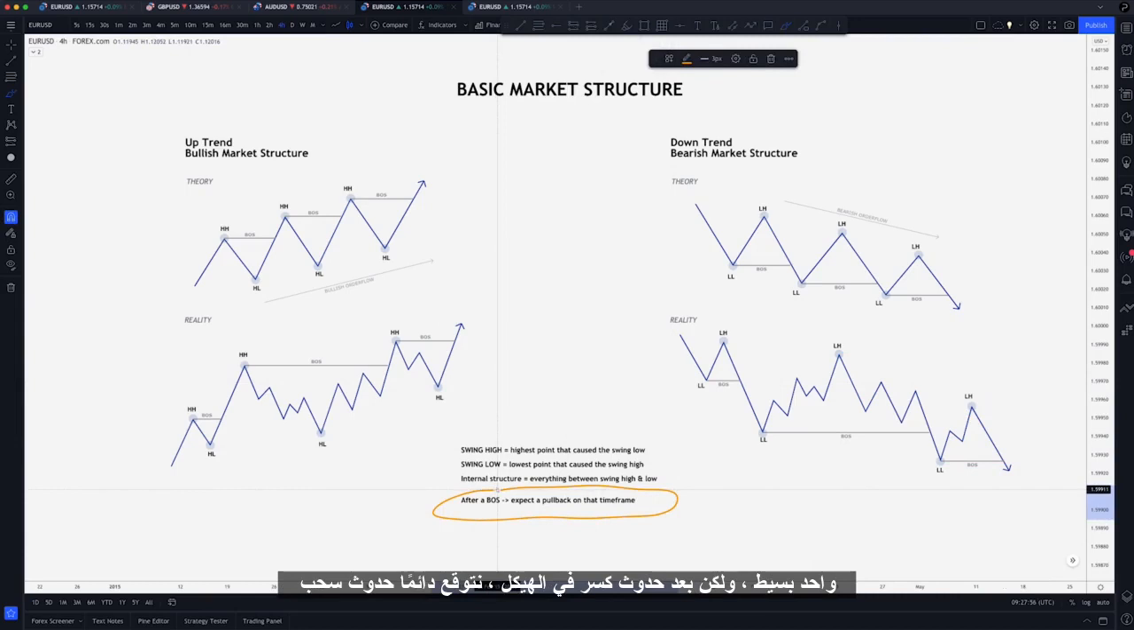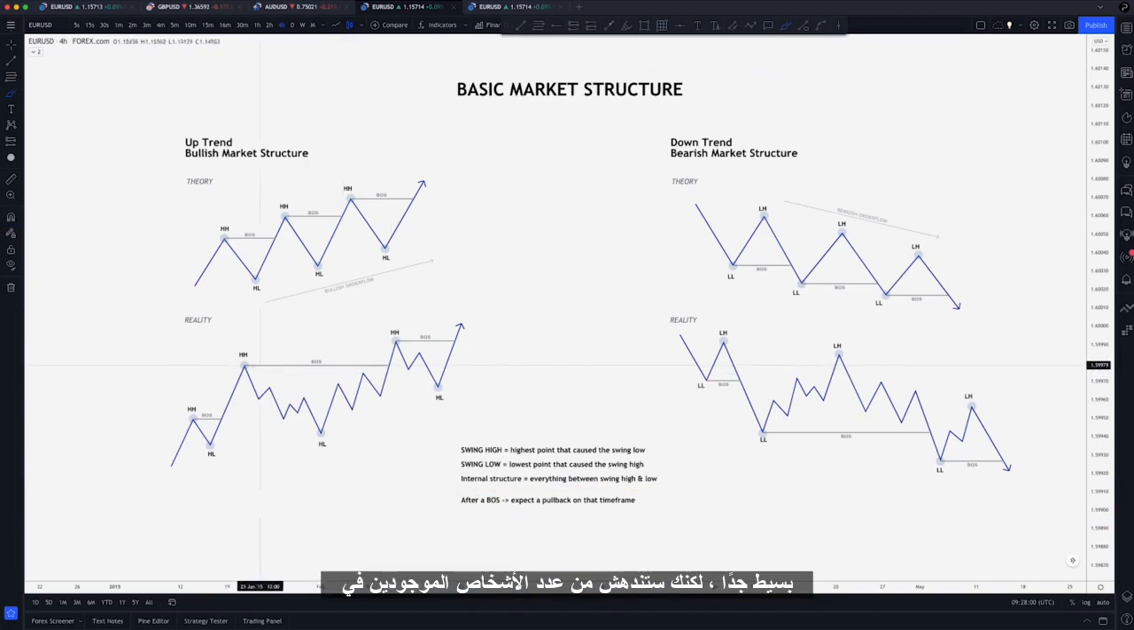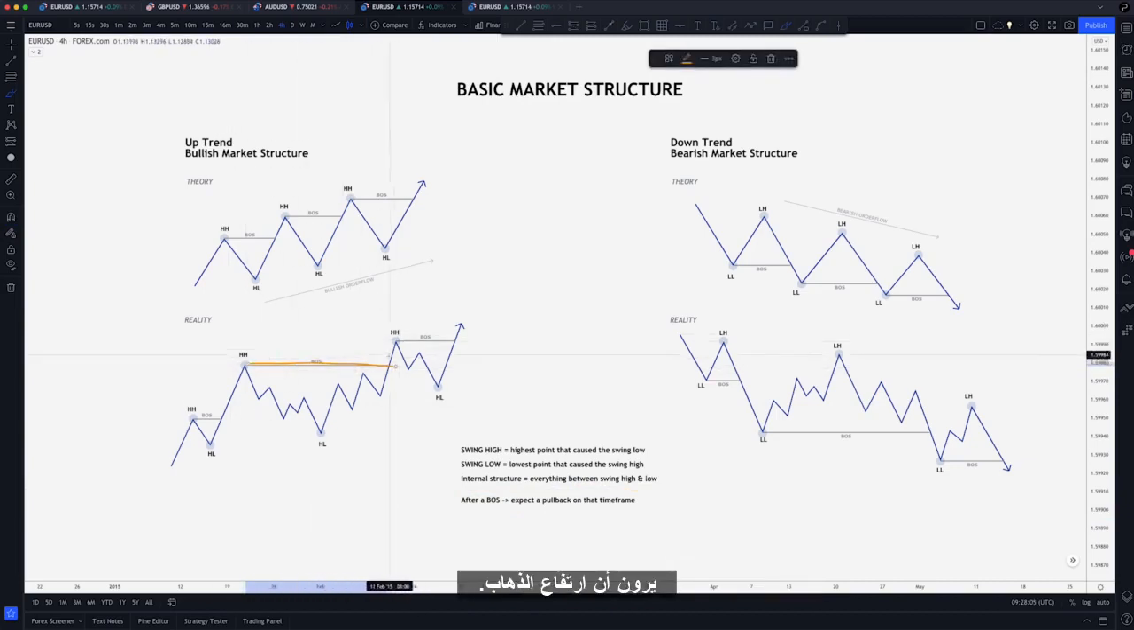And the final point is, again, a very simple one, but after a break of structure, we always expect a pullback on that time frame. Pretty simple, but you'd be surprised at how many people in the market, let's say over here, right, they see that high go, they see price form a higher high, and the minute they see that level go, they start thinking about buying. They think, okay, we're forming a higher high, we're bullish, that's a sign of strength. Let me get in long here.